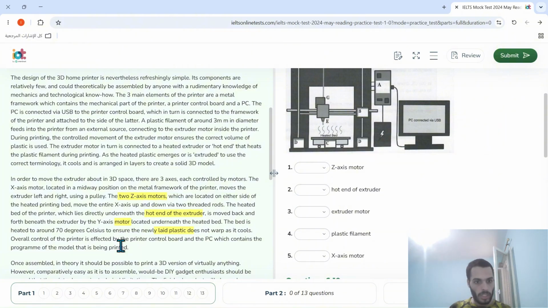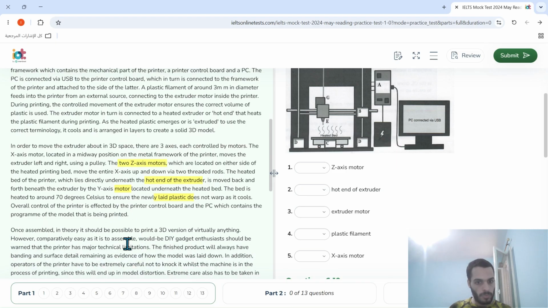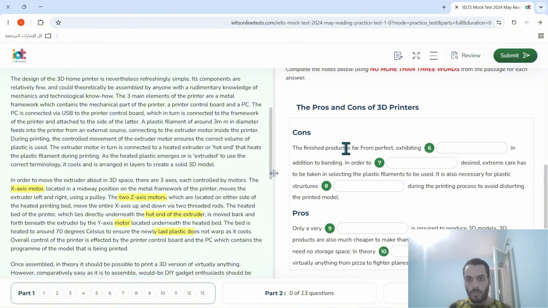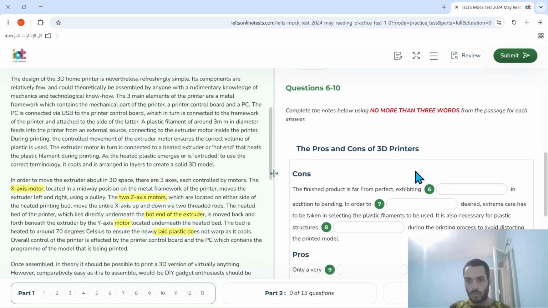X-axis motor, X-axis motor. Okay, X-axis motor. Okay, so the pros and cons of 3D printers, no more than 3 words.